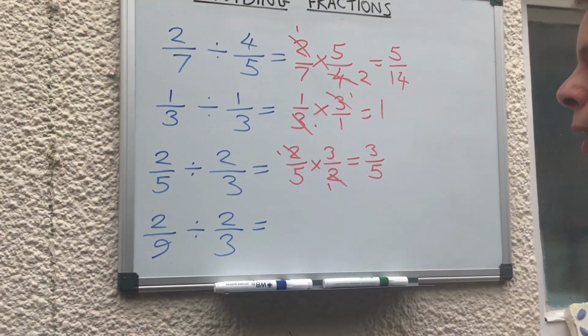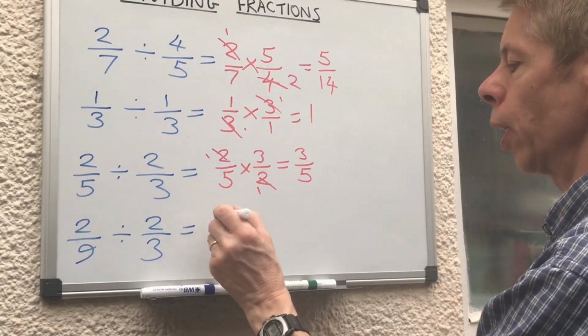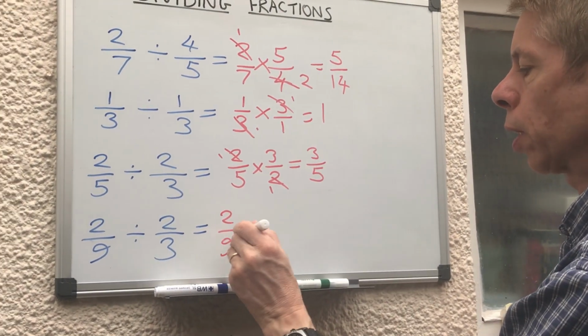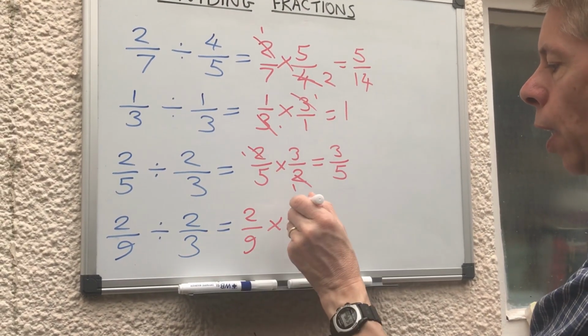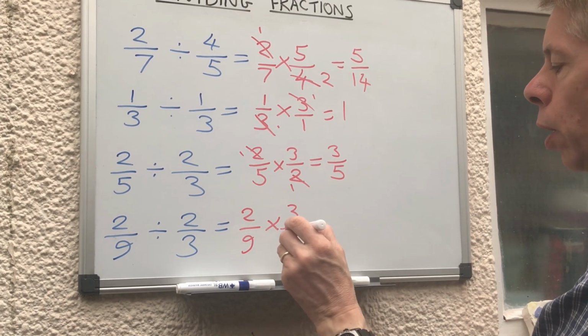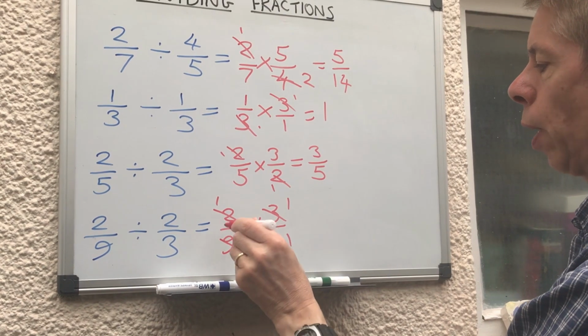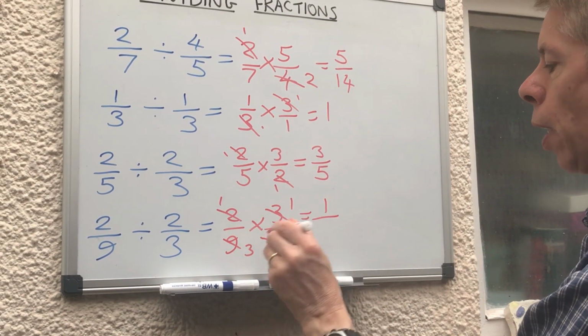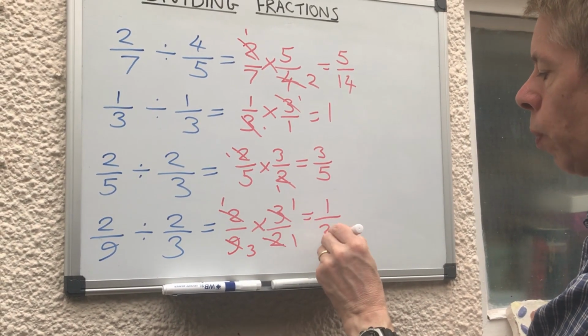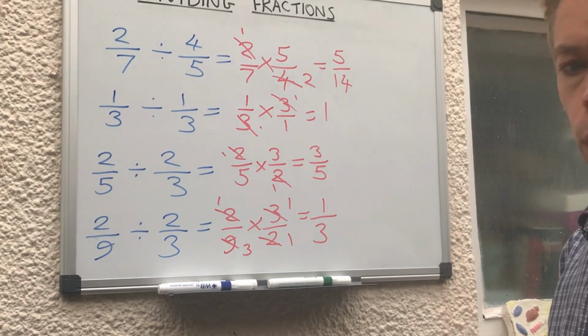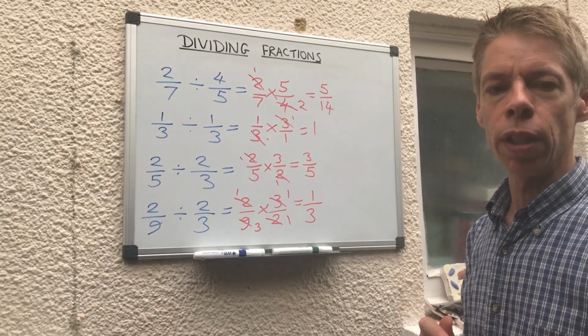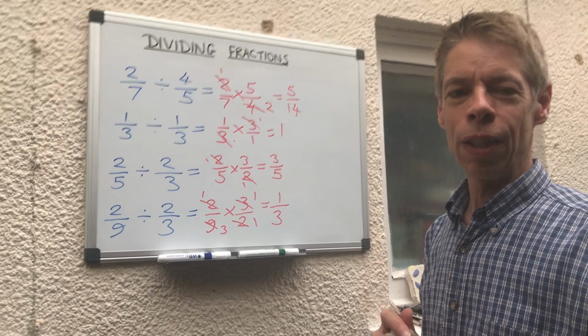Hopefully you've done question 4 already, because we're going to start answering it now. 2/9 multiplied by, invert that, 3/2, cancel. So we're left with 1 times 1 on the top, and then 3 times 1 on the bottom. So the answer to question 4 is 1/3. So if you've got all of those right, well done.